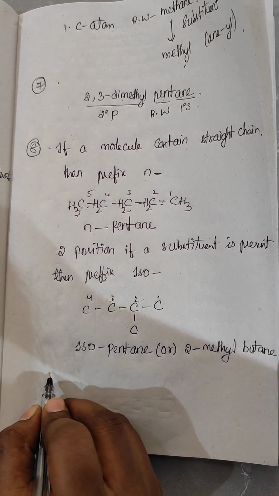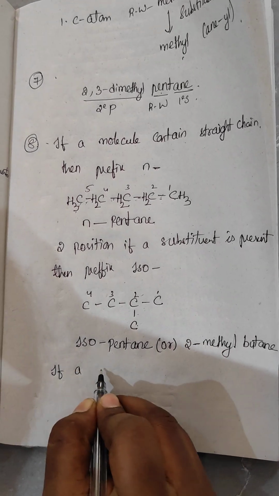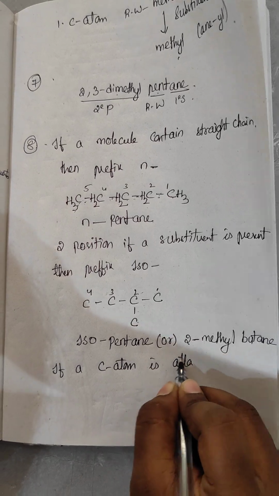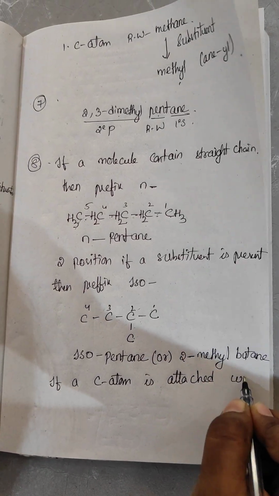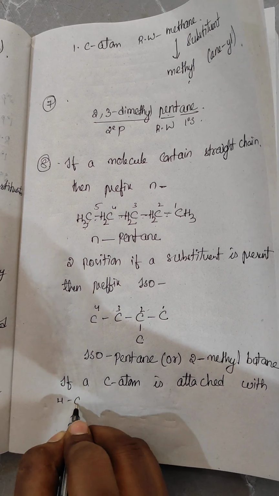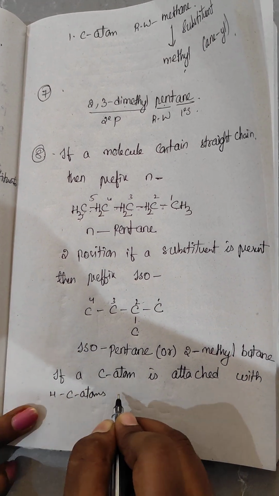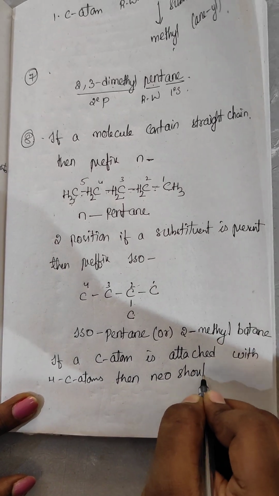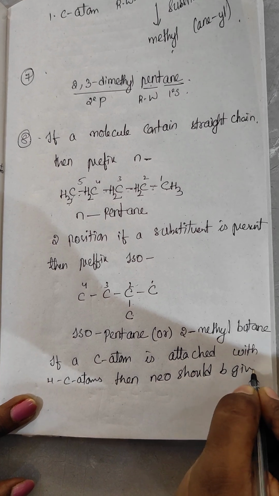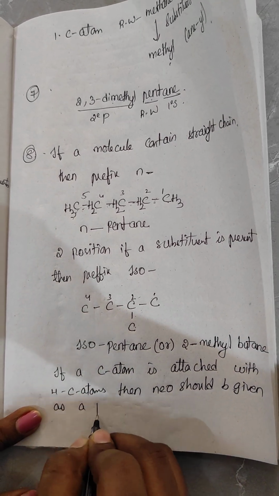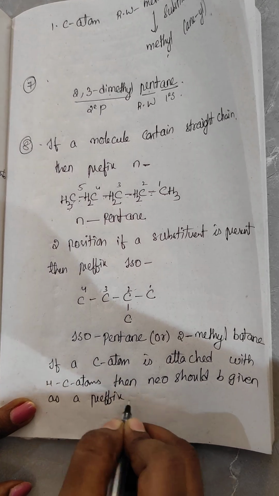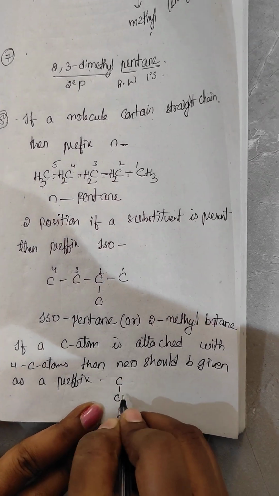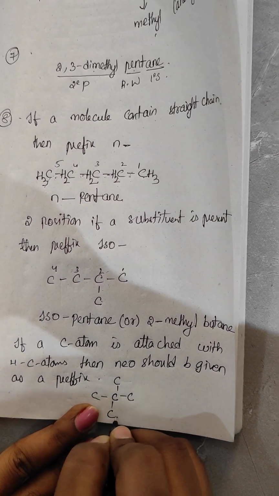And next, one more thing, if a carbon atom is attached with 4 carbon atoms, then neo should be given as a prefix. So a carbon holding the 4 carbon atoms, that should be given as neo.